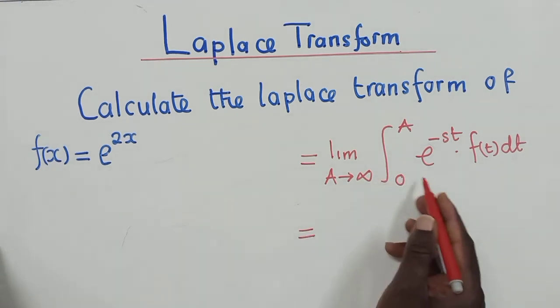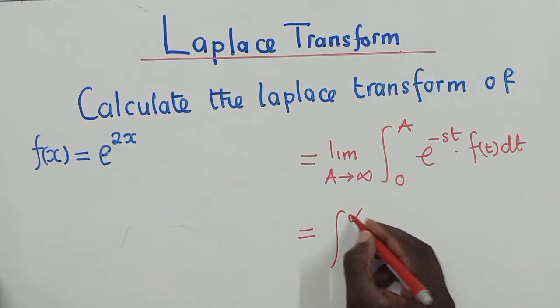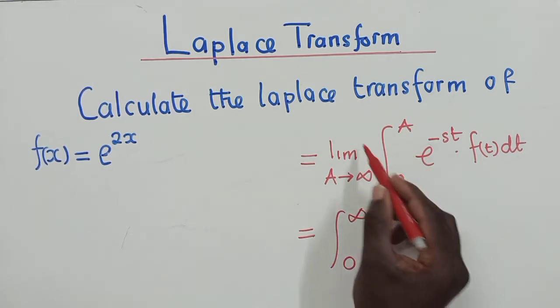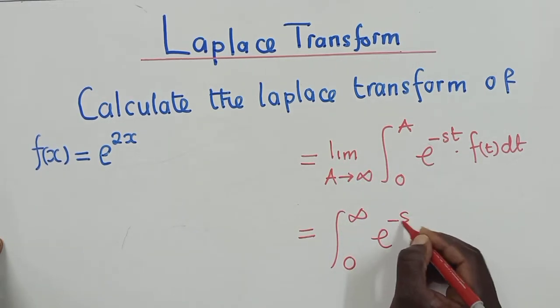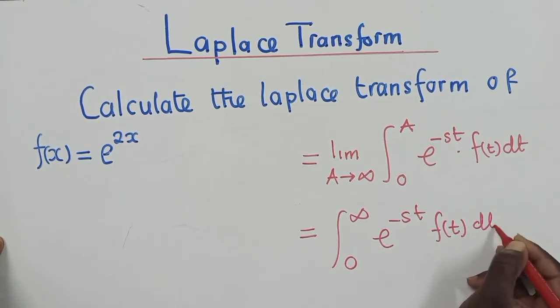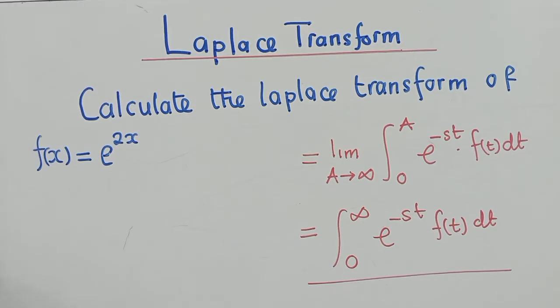So this same formula can be written as 0 to infinity. When you put infinity where a is, this limit will disappear, and you remain with something like this right here. So this is the formula or the definition for Laplace. If you don't know this, you can't answer this exam question. So now let's try to answer this.